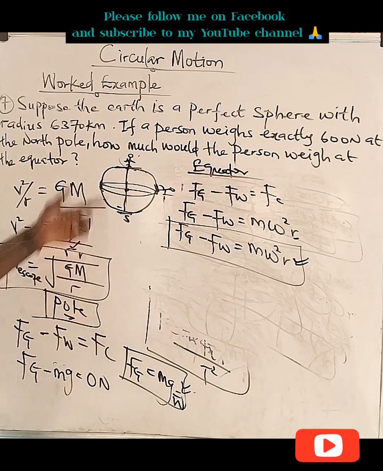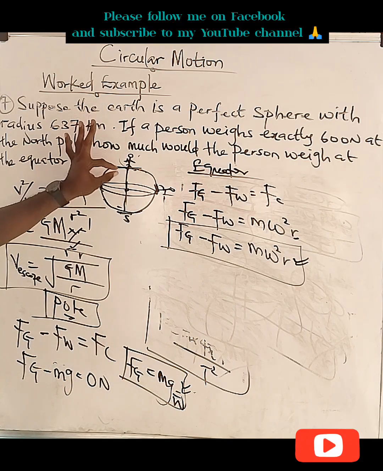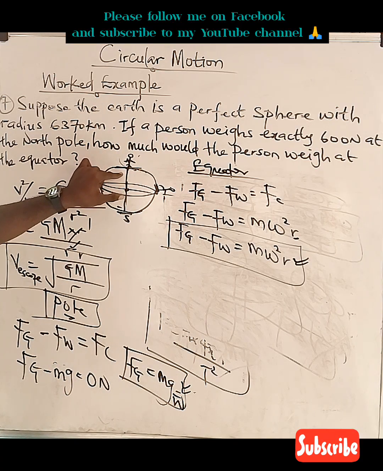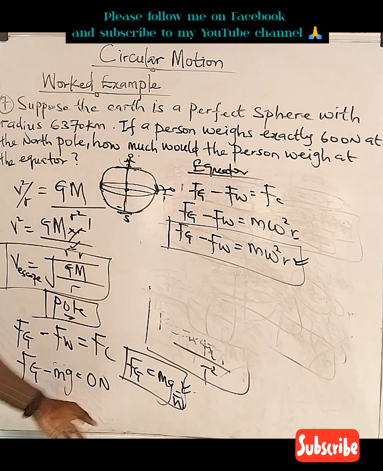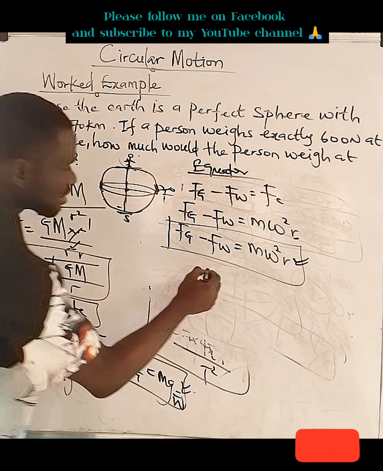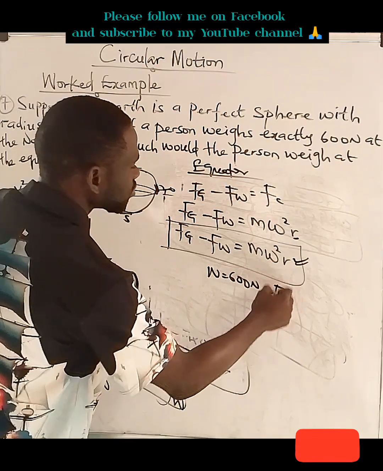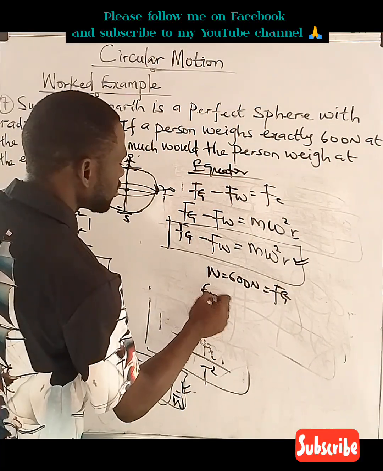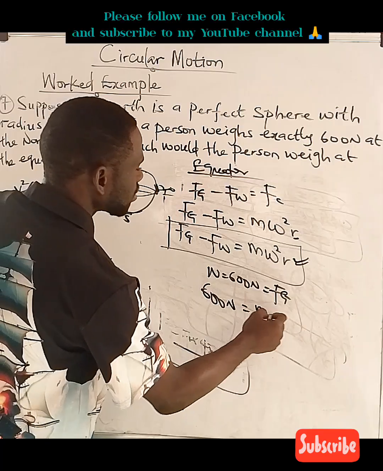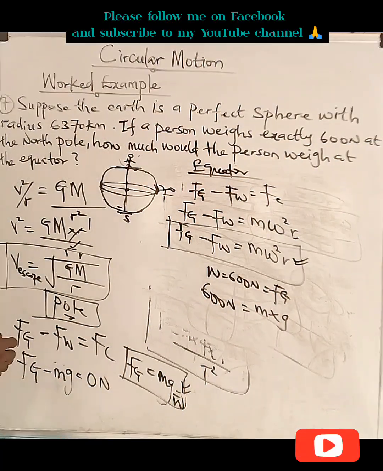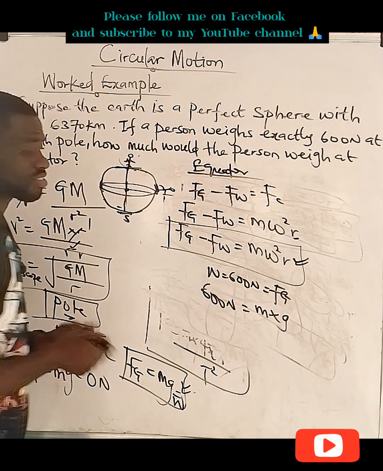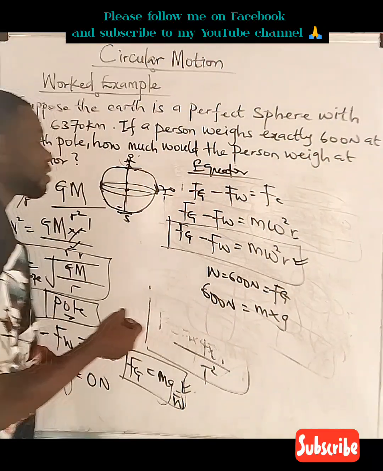Why? Because there is no distance between the body standing at the North Pole and the North Pole itself. So, the person weighs 600 newtons at the North Pole, which is acting as the force of gravity. So 600 newtons is equal to mass times gravitational acceleration. So what's gravity? Gravity is 9.8 meters per second squared.